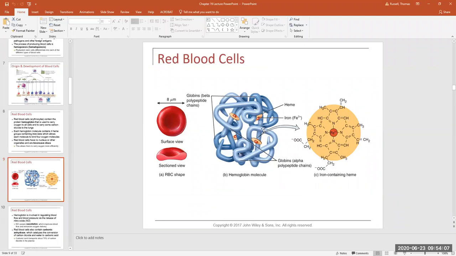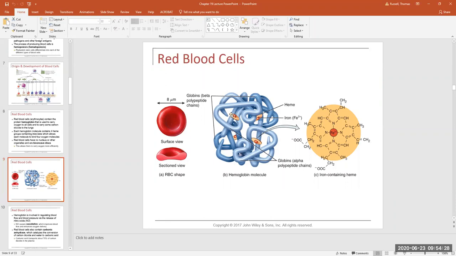The hemoglobin molecule itself is made up of four polypeptide chains. Basically, these individual proteins are bound together once they're made. There are two alpha chains, as we call them, and two beta chains. So alpha chains and beta chains. Each one of these chains contains a heme group.